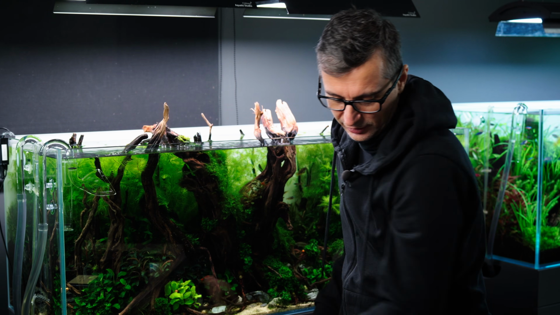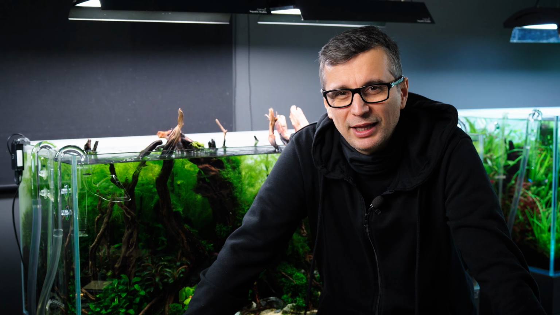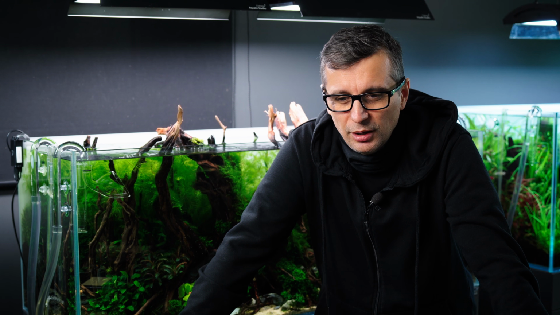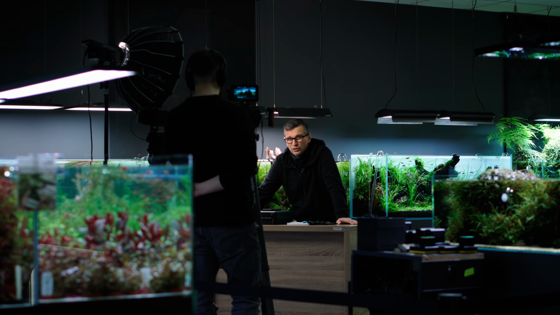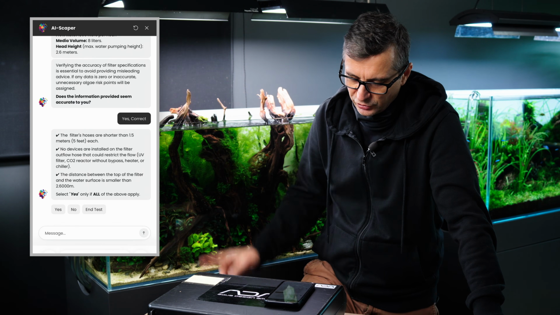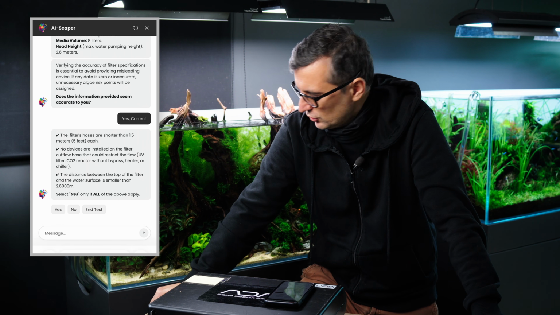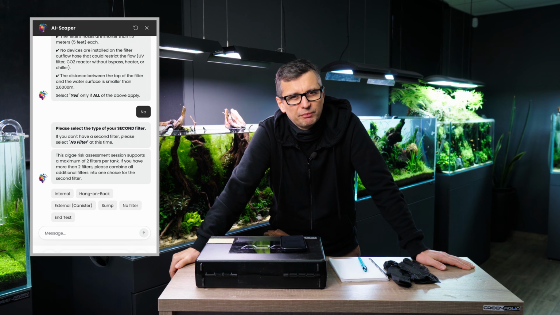There are things installed on the outlet hoses of these filters, which is not an issue, but it will decrease your flow rate somewhat. The filter hoses are absolutely shorter than 1.5 meters, and the distance between the top of the filter and the water surface is smaller than 2.6 meters. I will say no to this because of the equipment installed on the filter.